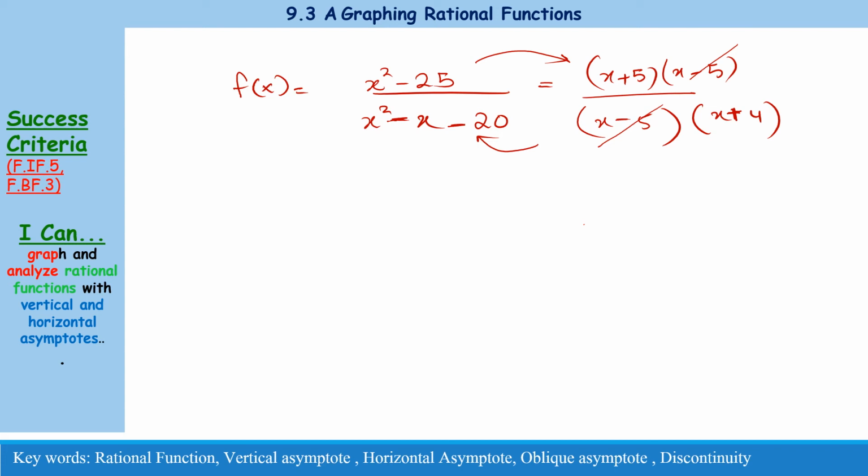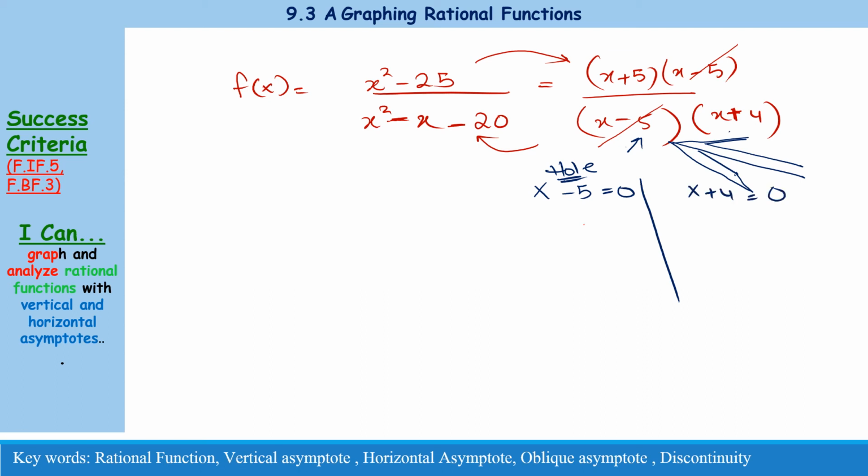Now focus only on the denominator. So the denominator says that the first factor, x minus 5, equals 0, and it cancelled, so it is said to be a hole, and x plus 4 remained in the denominator. Set it equal to 0, and x equals negative 4, and from the other side x equals 5. So the remaining part is said to be the vertical asymptote.